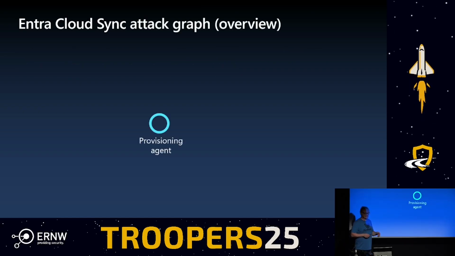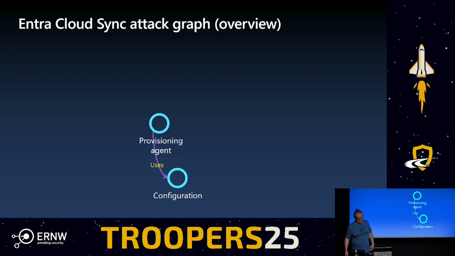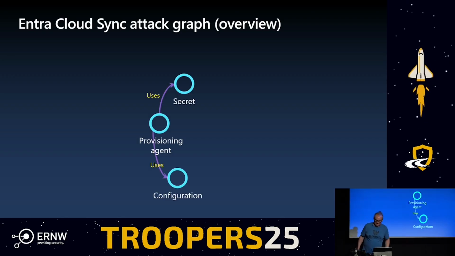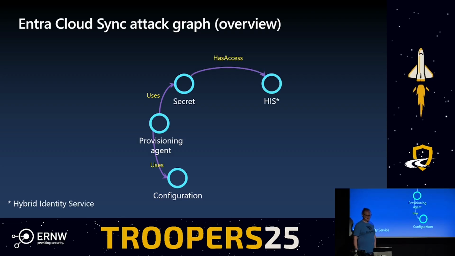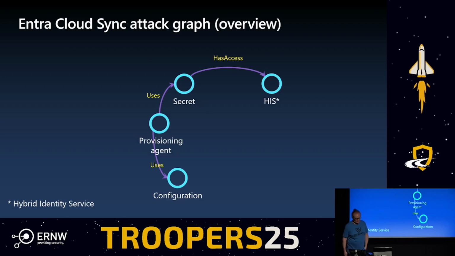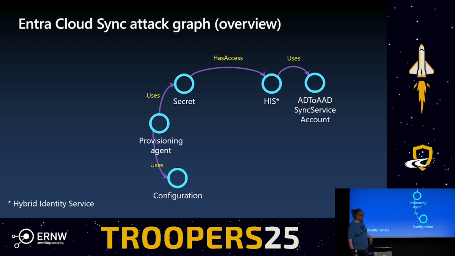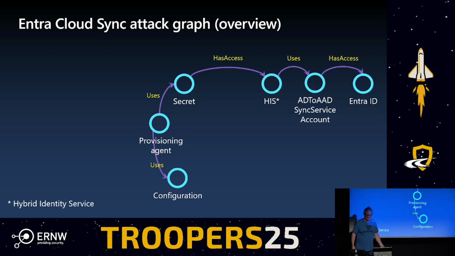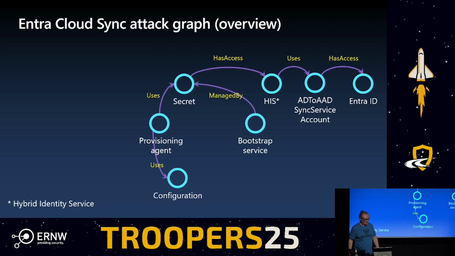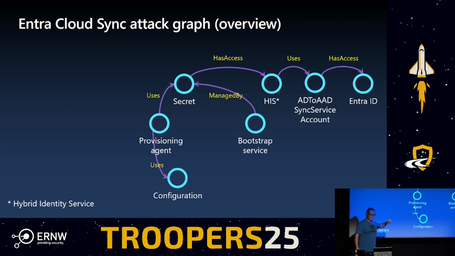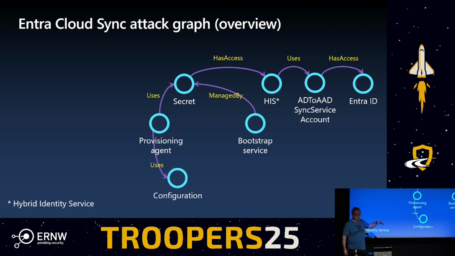So we have this thing called the provisioning agent that is doing this stuff, and it has a configuration, and it also has a secret. The secret has access to a thing called HIS, or Hybrid Identity Service, and that is using an Entra ID identity, a user called AD to AD Sync Service account, and that user has access to Entra. And the secret here is managed by a thing called the Bootstrap service, which means that if a secret is getting old, it will renew that.